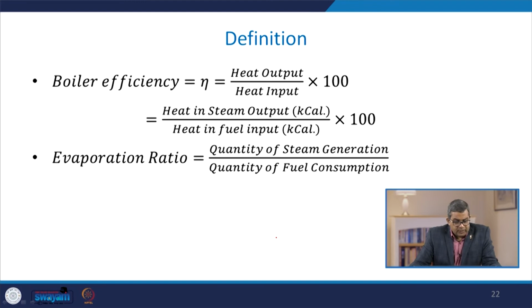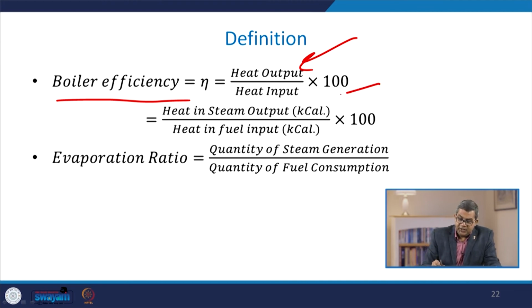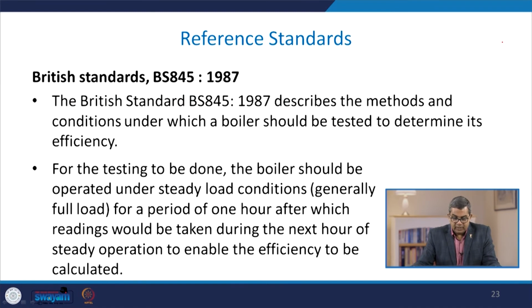When we talk about boiler efficiency and evaporation ratio, there are set mathematical formulas. Boiler efficiency is heat output over heat input multiplied by 100. In other words, heat in the steam output, usually reported in kilocalories, over heat in the fuel input, again in kilocalories, multiplied by 100. When we talk about the evaporation ratio, that is the quantity of steam generation over the quantity of fuel consumption. So, these two things are important.